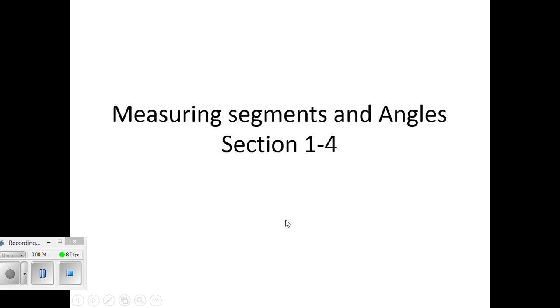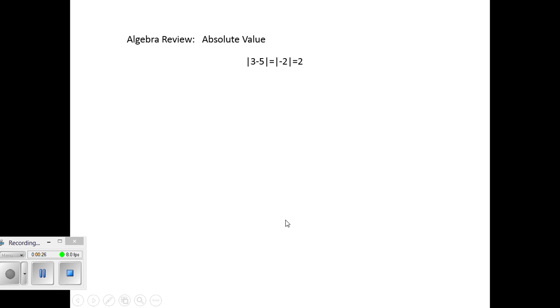Okay, so we're going to start by reviewing some algebra regarding absolute values. We know that absolute value means do the operations contained within the absolute value bars here, 5 minus 3, 3 minus 5, and then strip away the sign of your answer. So as we know, in either case, the final answer is 2, of course, because the absolute value is eliminating the sign.